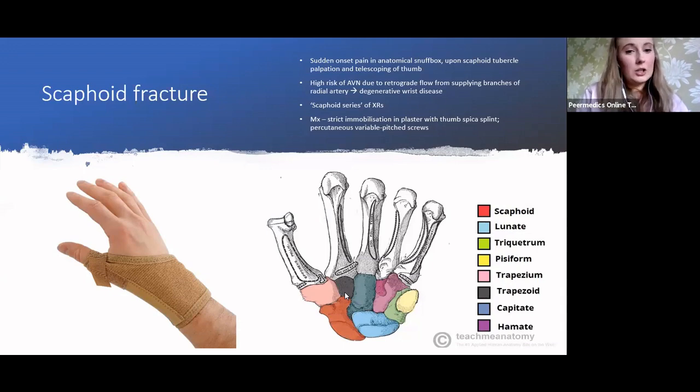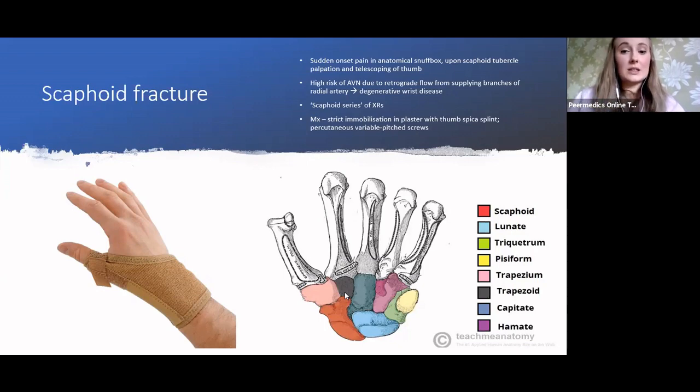And it's one that you don't want to misdiagnose because you've got quite a high risk of avascular necrosis, just because the blood supply to the scaphoid is one of the branches of your radial artery flowing in what we refer to as retrograde flow. So that supply is quite easily disrupted by a fracture. And if you leave it for long enough, because a lot of people do, they'll just fall on their hand, it won't get picked up on an x-ray, it'll get left, and then it can lead to degenerative wrist disease. So you don't want to miss it.